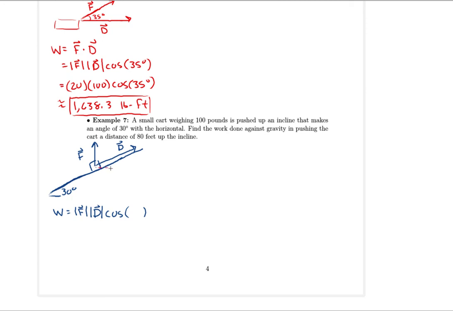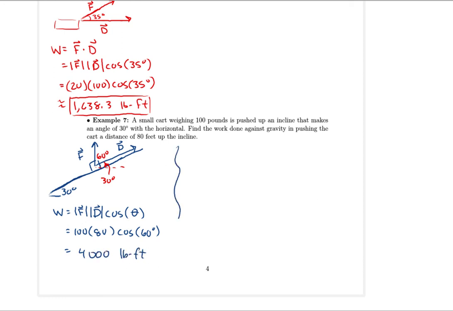Well, here's the deal. We know that this is 30, because the incline is 30. So that must mean that this is 60 degrees. And so I put 60 degrees in here. Well, I guess I'm going to put theta in there because I'm just using the symbols. But then here I'll put the cosine of 60 degrees, 100 for F, and then 80 for D, or for the magnitude of D. And so what we get there is 4,000 pound-feet.